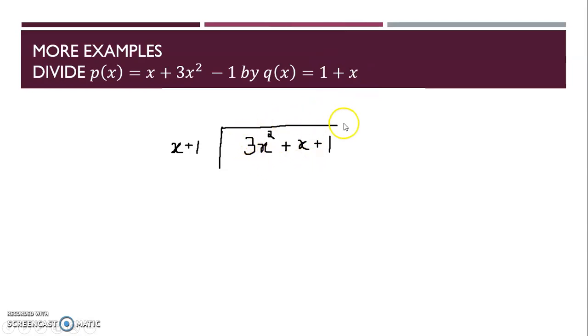So the first thing that we have to notice, we have to write the polynomial in the descending order of the powers. That is, first we write x square, then the x term, and the x to the power 0 term. The same goes with the divisor also. We write the highest power of x, in this case it is x to the power 1, and this is x to the power 0. So first we arrange the terms in the descending order of powers. Okay. So next what do we do?